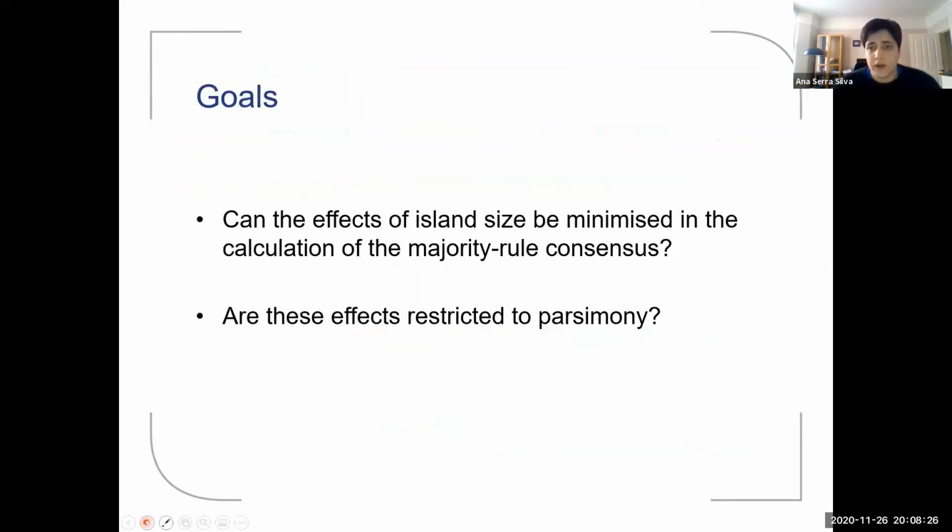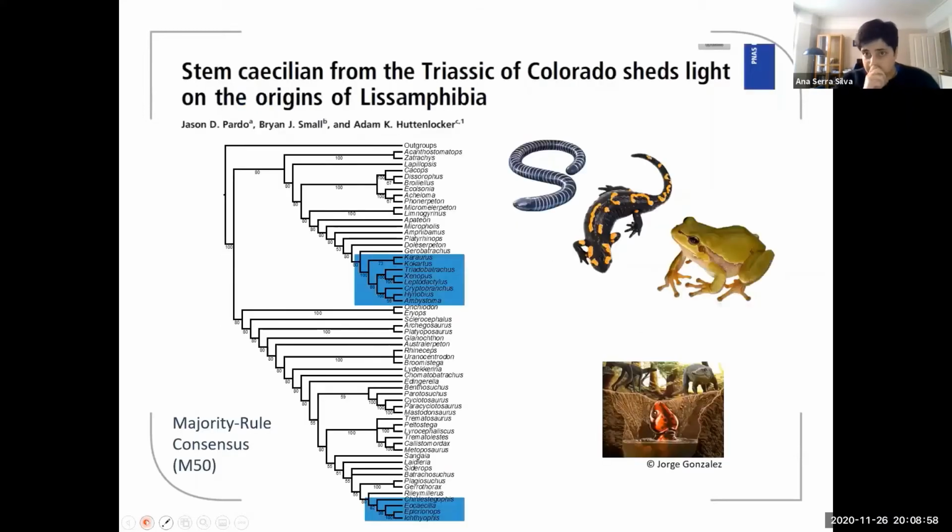So I got interested in this island size problem, partly to see whether there is a way of minimizing the effects of island size in majority rule consensus, and also to see whether these effects are restricted to parsimony, or whether the pitfalls found in parsimony might also be found in model-based analysis, and we are just not aware of it. So I'll be using this example throughout the rest of the presentation.